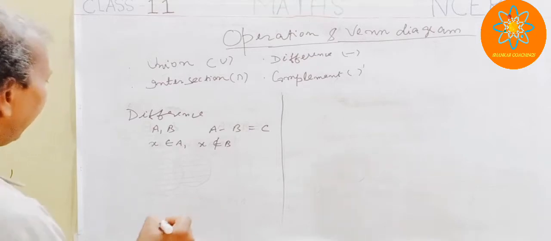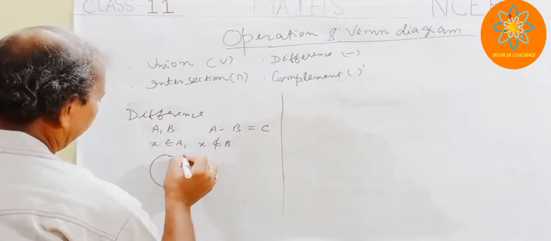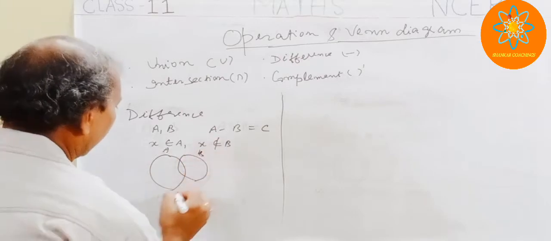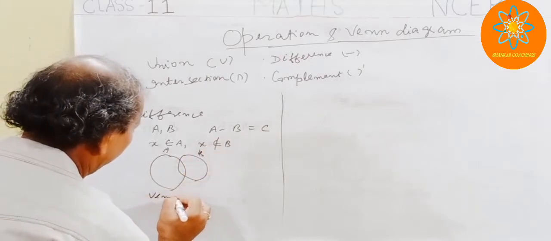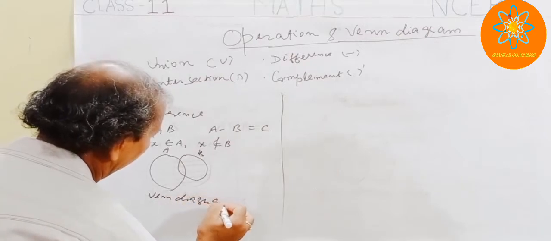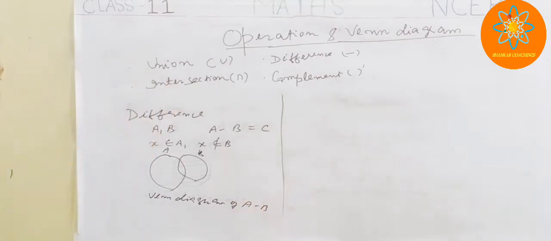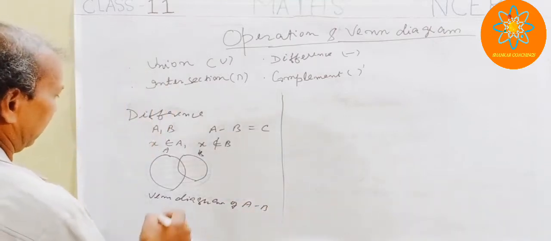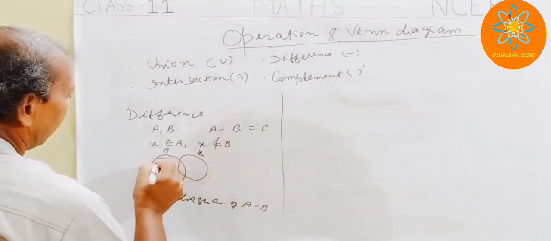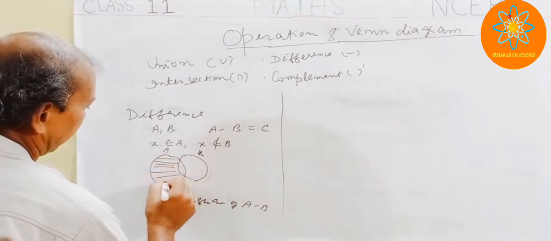For the Venn diagram, suppose I want to draw the Venn diagram of this one. Suppose this is A and this is B, and this is the Venn diagram of A minus B. It is represented by A, and I will remove the B. So this is the Venn diagram of A minus B.